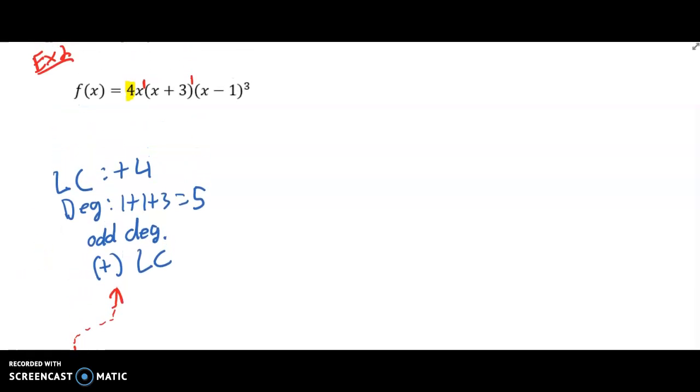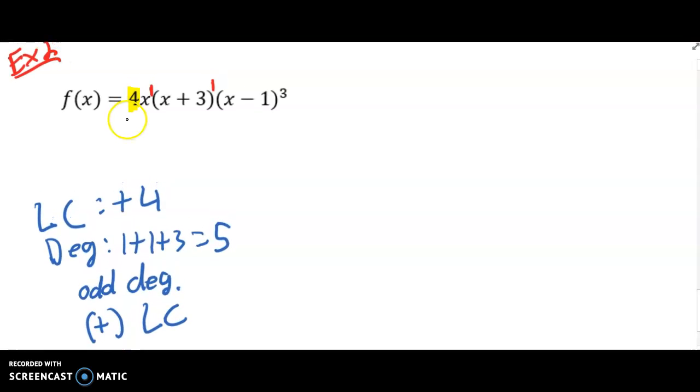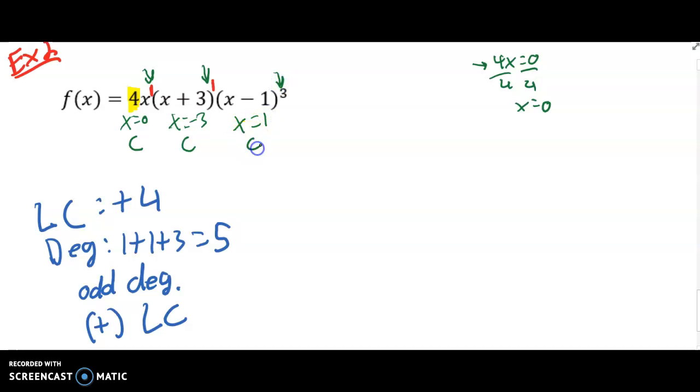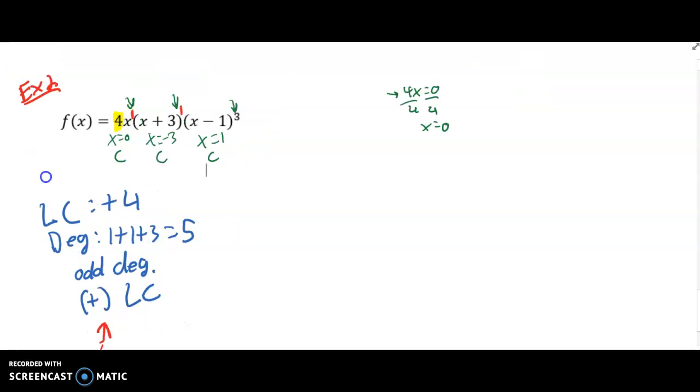Okay, let's do our x-intercepts. This 4x will give us a 0, because if I set 4x equals 0 and divide by 4, 0 over 4 is still 0. Its degree is odd, so it will cross. This will give us negative 3. Degree is odd, it will cross. This will give us positive 1, also odd degree, so it will also cross.